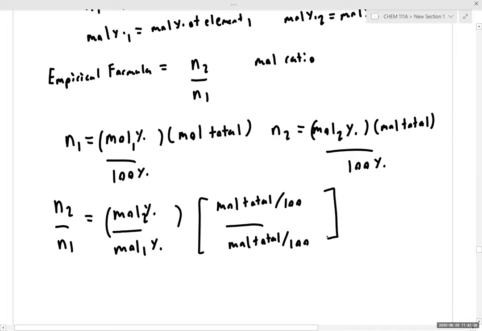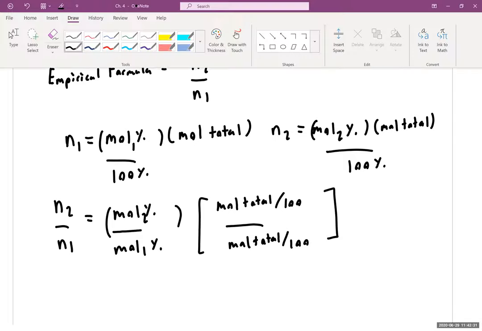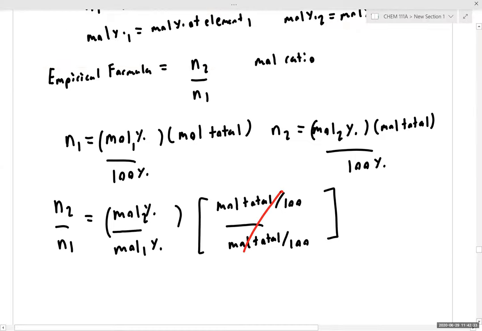And as you notice, the moles total cancels, okay? So we're getting somewhere already. So we can equate the mole ratio to the ratio of mole percentages, okay?